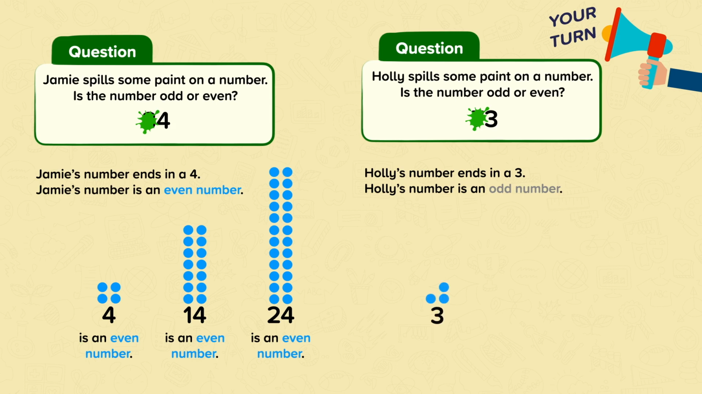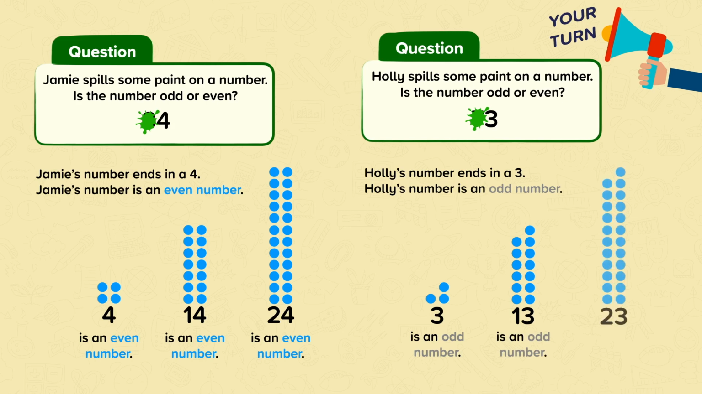3 cannot be split into two equal groups and is an odd number. 13 cannot be split into two equal groups and is an odd number. And 23 cannot be split into two equal groups and is an odd number.